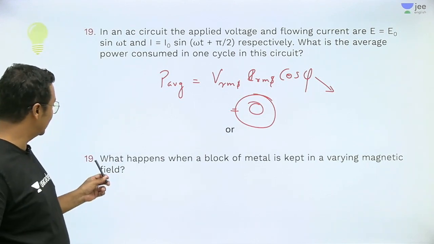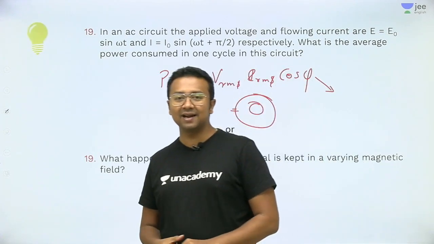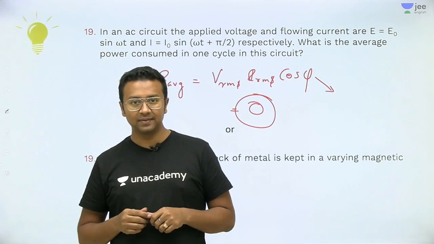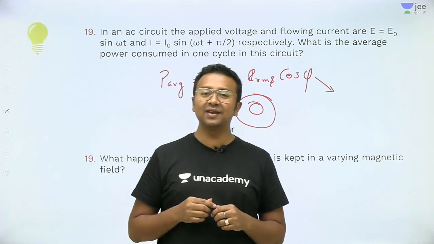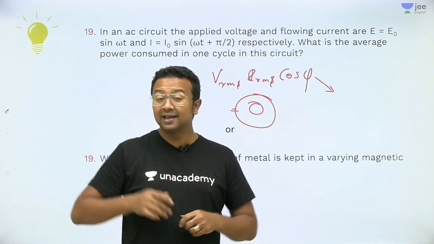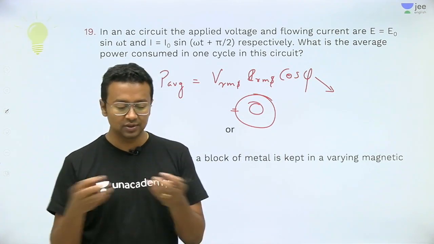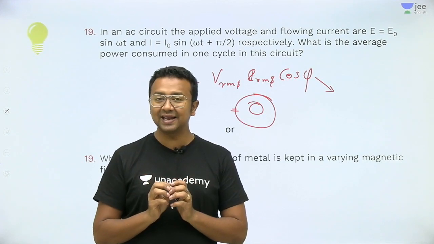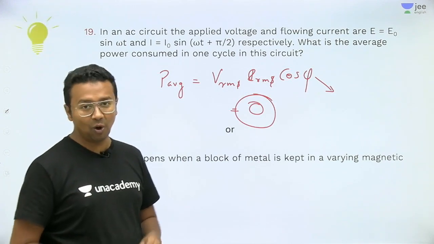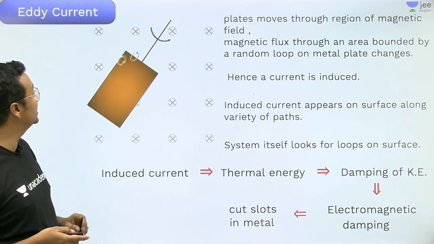Let's have a look at this. What happens when a block of metal is kept in a varying magnetic field? Acha, try and understand: varying magnetic fields produce an electric field, and this electric field is circular in nature. These are not the electric fields which are due to a point charge or a charge distribution. So these are circular electric fields that get created. So eddy currents are going to be generated around the metal block. Simple idea. So let's go to the next question here.